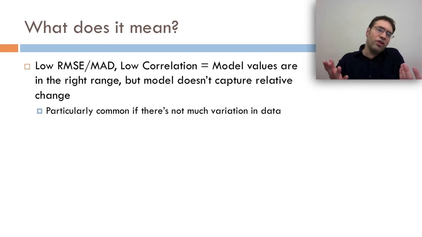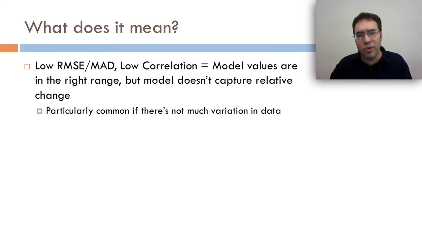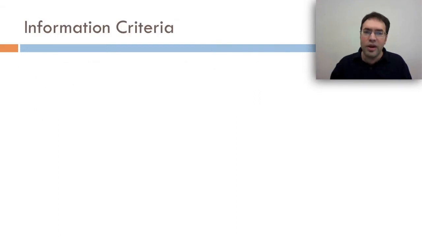So, which one should you care more about? A lot of people like root mean squared error better. I happen to think correlation is more important as long as your data is the right kind of data for correlation. Now let's talk about information criteria.